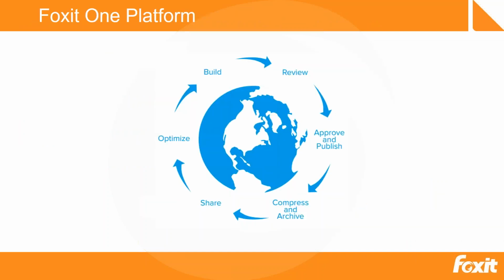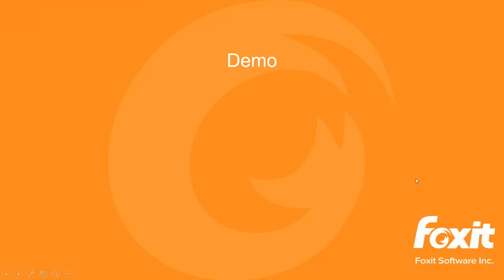Okay, so basically we have one platform, and we have everything from building it, reviewing it, publishing it, then you archive it, compress it, and archive it. You share it, you send it out, right? You need secure collaboration when you share it. You want to optimize it, so you want to see what your readers are doing with it, and then you may have to edit it again, so it goes around in a circle. Basically, it's one integrated, unified platform. Okay, and with that, I'm going to pass it to Frank, who will do a demo.